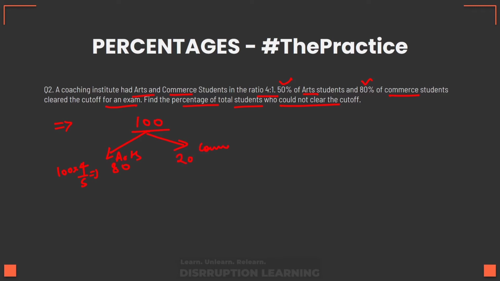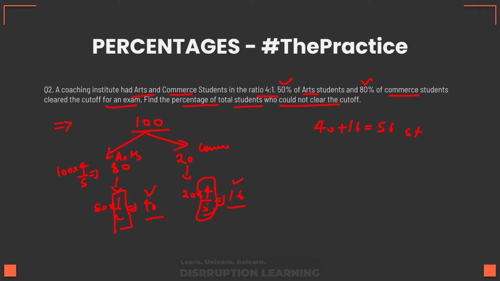Now 50% of these students have cleared the cutoff. Okay, and 80% of these commerce students have cleared the cutoff, right? So we have 40 and 16. Now this is based on the concept we learned in the previous videos, right? In video number 3. Okay, so 40 plus 16, 56 students have cleared the cutoff, right?